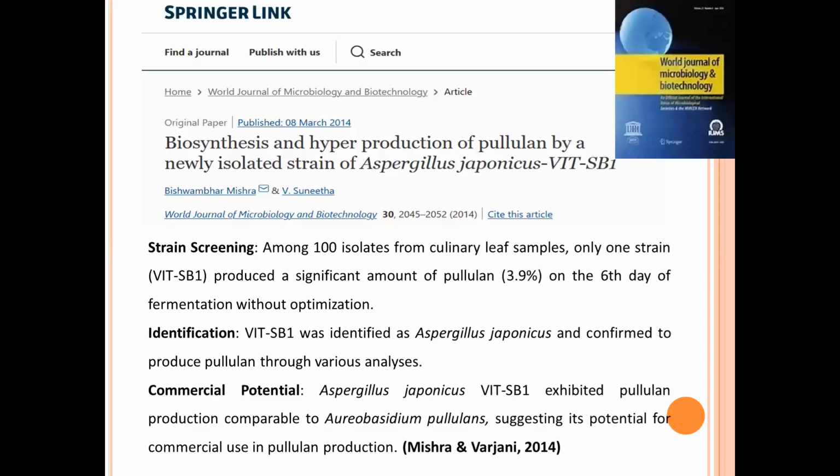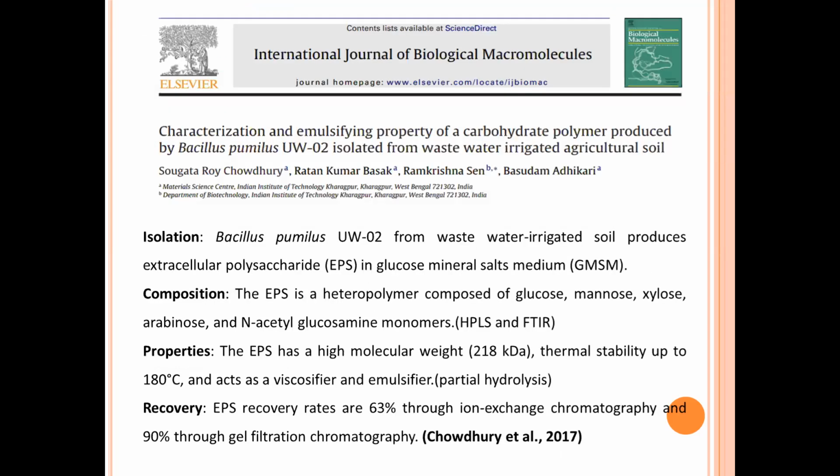This paper also talks about the production of the pullulan biopolymer, but from a different microbial source, that is culinary leaf samples. Here, among 100 isolated strains that they had, only one strain could produce a significant amount of pullulan, and that strain was identified as Aspergillus japonicus. And among other microbial strains, this microbial strain has potential for commercial use in pullulan production.